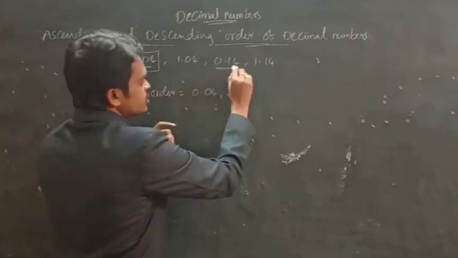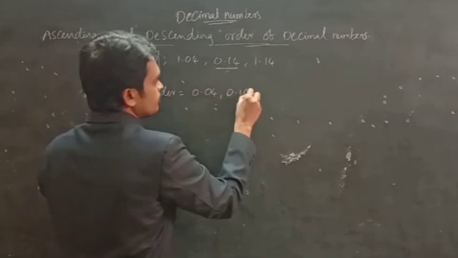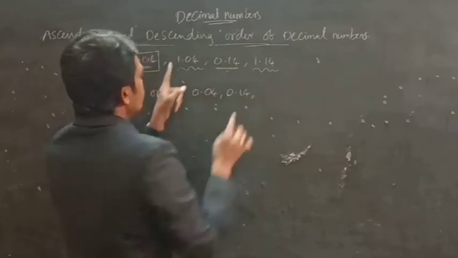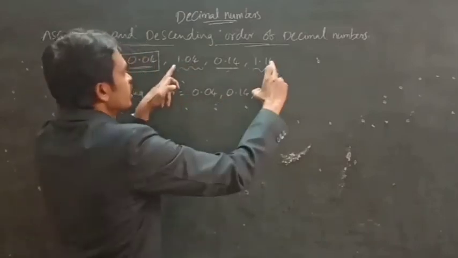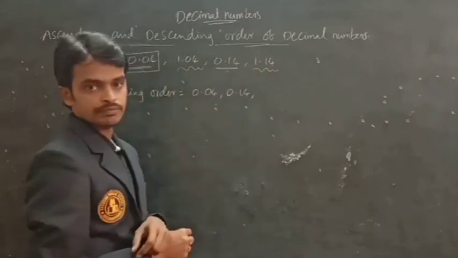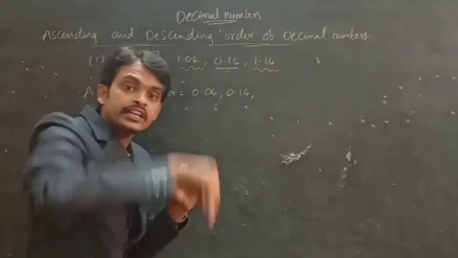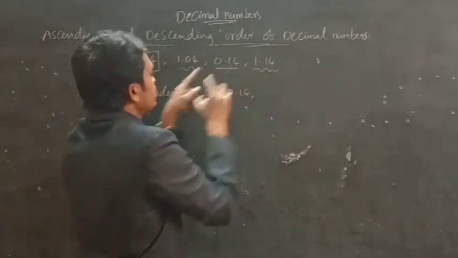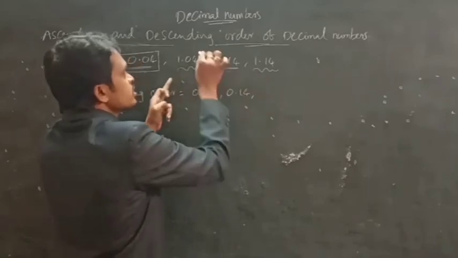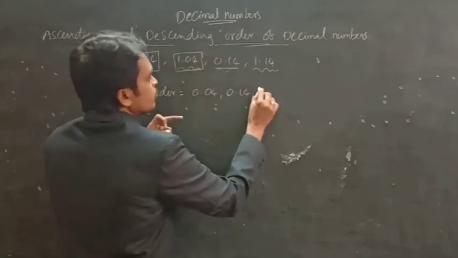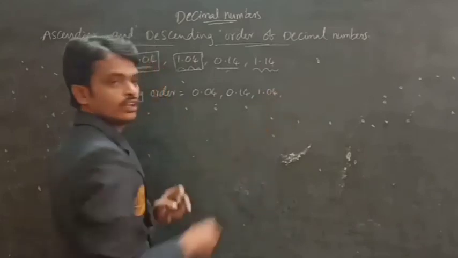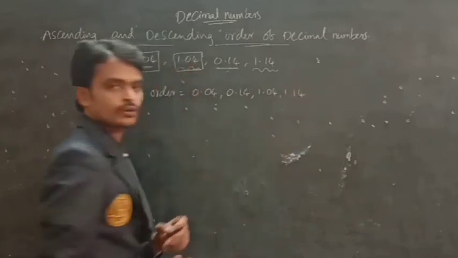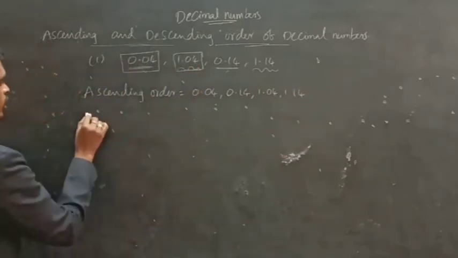Next, after this number, 0.14. Then we have to compare these numbers, 1 and 1. Because the whole parts are the same, we compare the 1/10th part. Here the 1/10th part is 0, here 1. So among these numbers, this is the smallest. Then we write 1.04. Then which number is there after that? This number, 1.14.